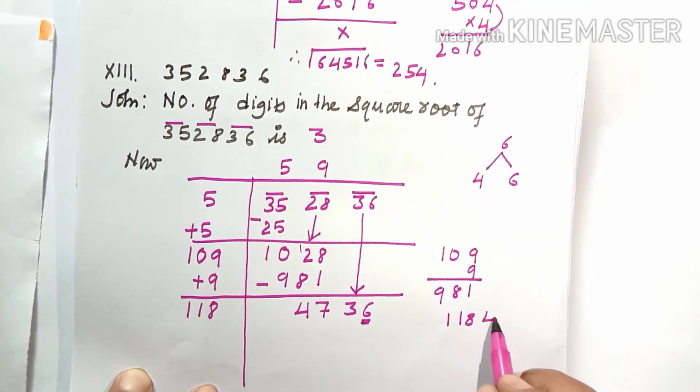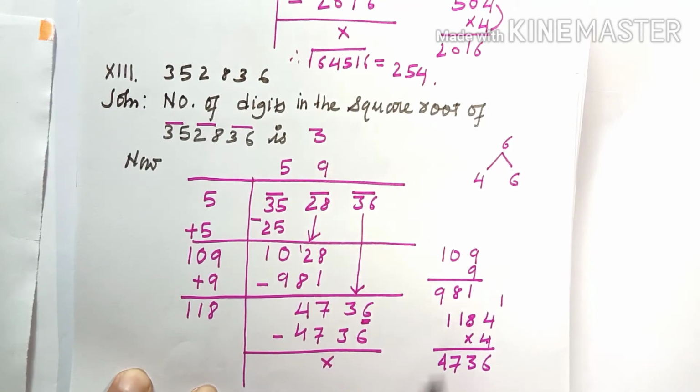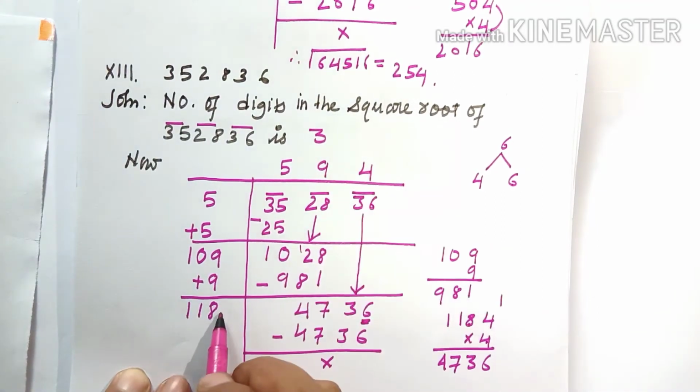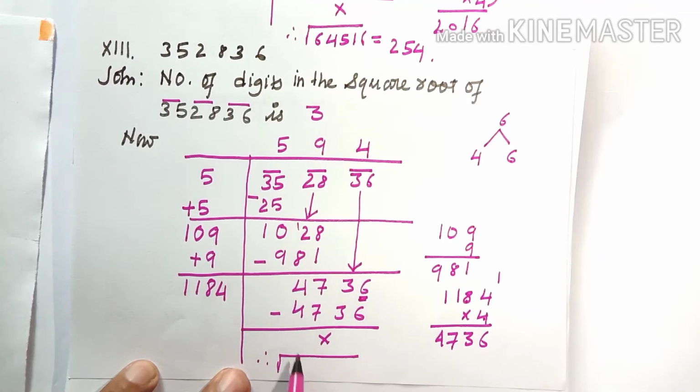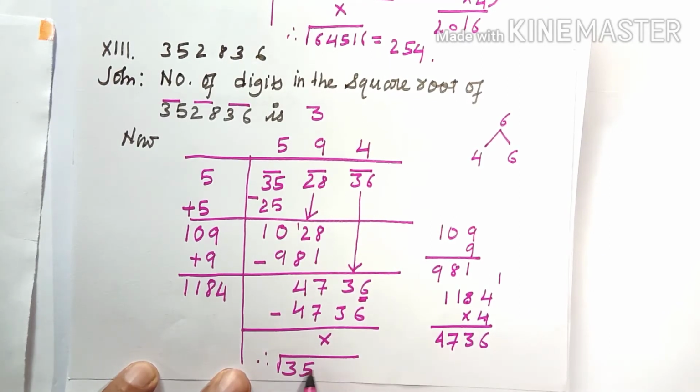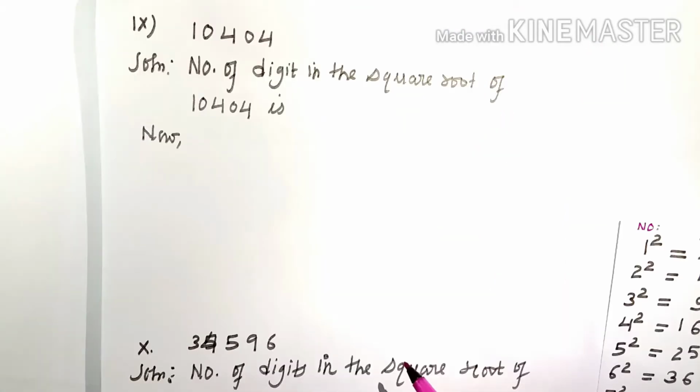So check by 4 into here also 4. 4 4s 16, 1 in hand. 4 8s 32 plus this will be 33. 4 1s 4 plus 3, 7. 4 1 is 4. That means they are equal. So 4 7 3 6. Now minus 0. So this 4, 1 at the quotient, the other 4 at the divisor. So therefore the square root of 3, 5, 2, 8, 3, 6 equals to 594.